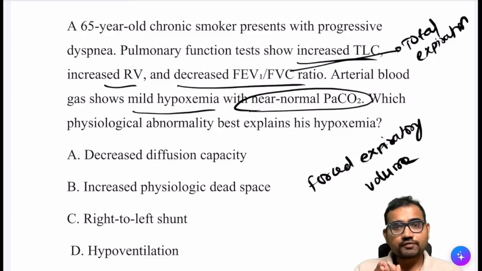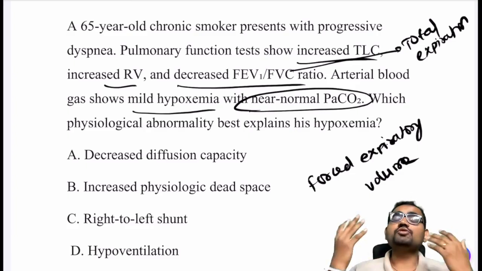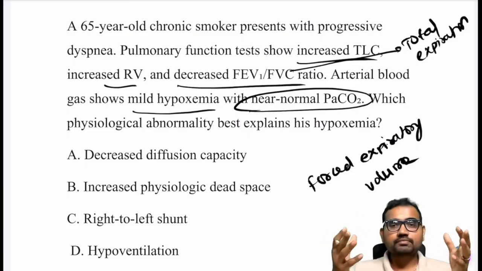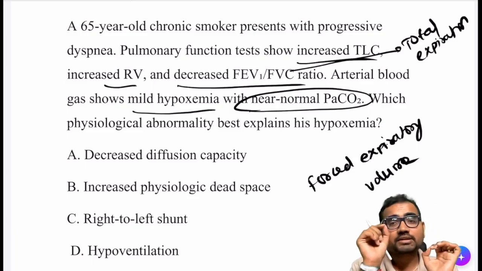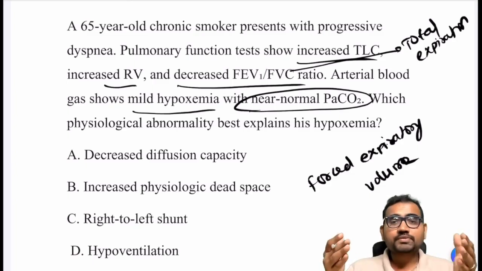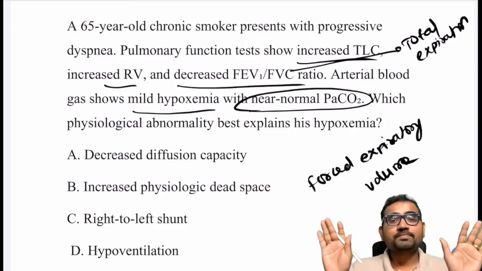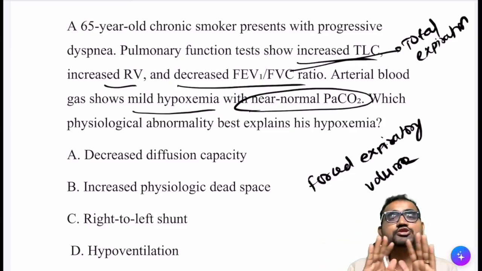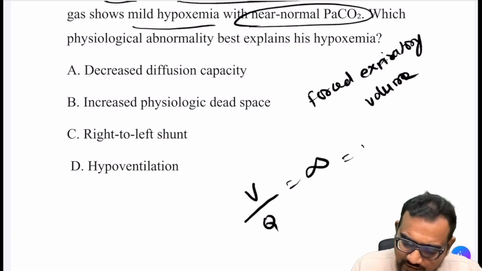So the ventilation perfusion ratio is infinite, which means ventilation is good. I breathe normally, I am taking enough amount of oxygen, but because of the abnormality in the blood vessel, the oxygen does not enter the blood vessel. It stays inside the lungs. That is what we call dead space. So the ventilation perfusion ratio is infinite, which is nothing but dead space.